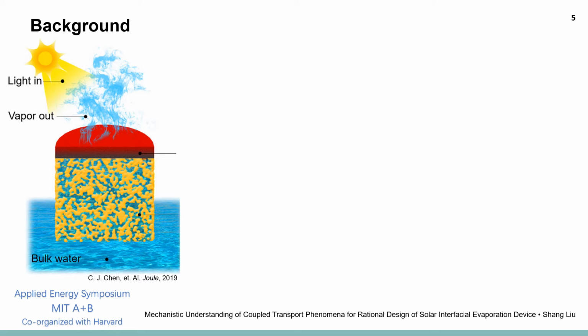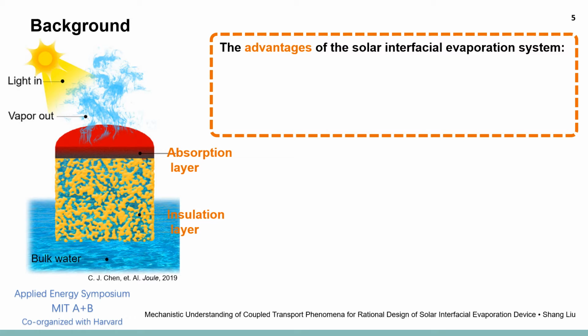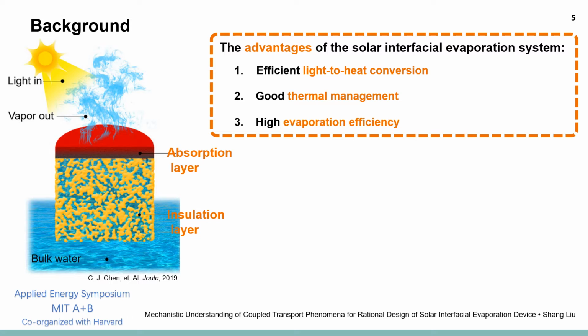A typical solar interfacial evaporation system consists of two layers: the absorption layer, which is used to absorb sunlight and transfer it into heat, and the insulation layer, which is used for insulation and pumping water. The advantages of the solar interfacial evaporation system compared with the traditional method include efficient light-to-heat conversion, good thermal management, and high evaporation efficiency.